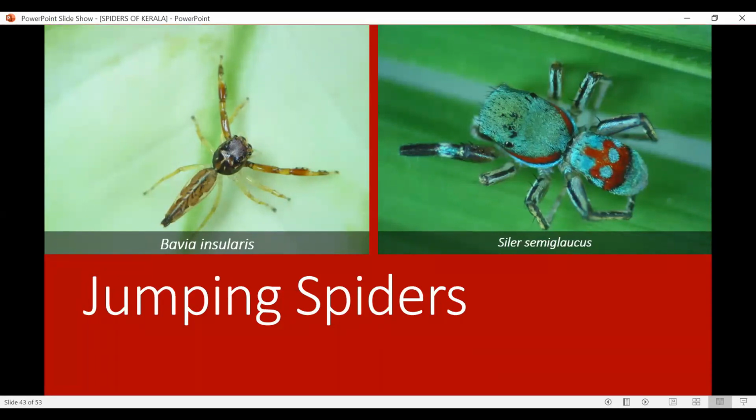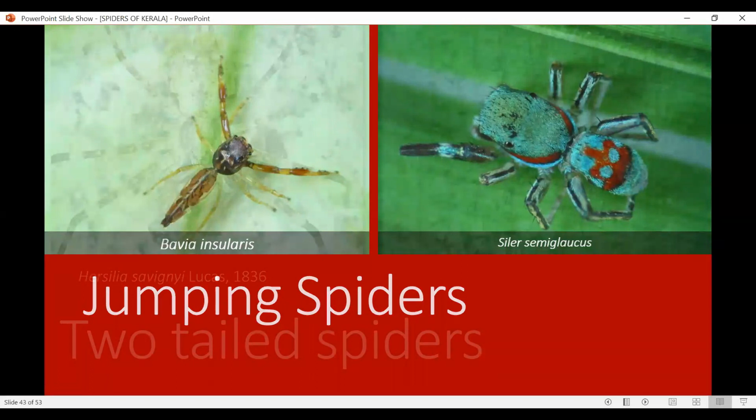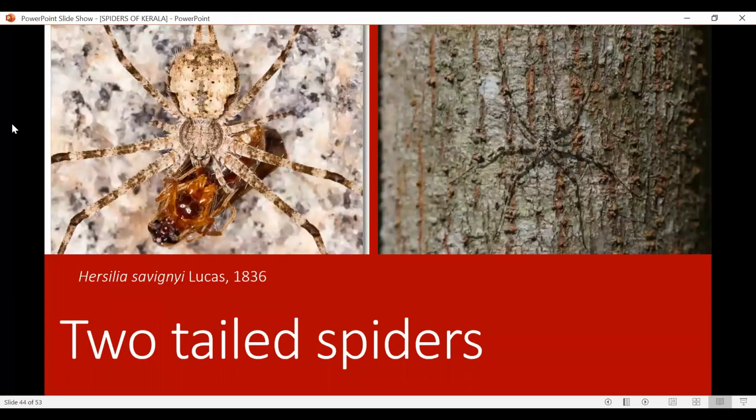The next spider that I want to show you is the two-tailed spider. They belong to the family known as Hersiliidae. Here you can see this one capturing a small cockroach. Then the other is hiding on a bark because of its good camouflage. It's very difficult to distinguish, and they have the ability to change color depending on the color of the bark. If you look at their spinnerets, they are very long, appearing like two tails. That is why they are known as two-tailed spiders.